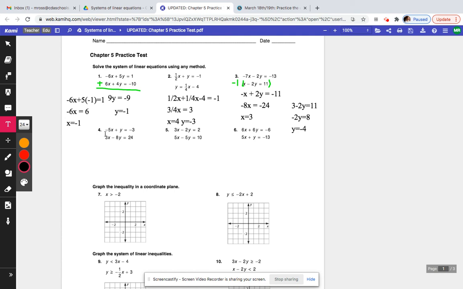But for 4, I would add 5x on both sides and then plug in y. For 5, I would either multiply the top by 2 and then the bottom, or the top by 5 and then the bottom by -2 to get like terms. And then 6, I would multiply the bottom by 6 or -6 to eliminate my y and then solve for that x. Let me know if you have any questions for those.